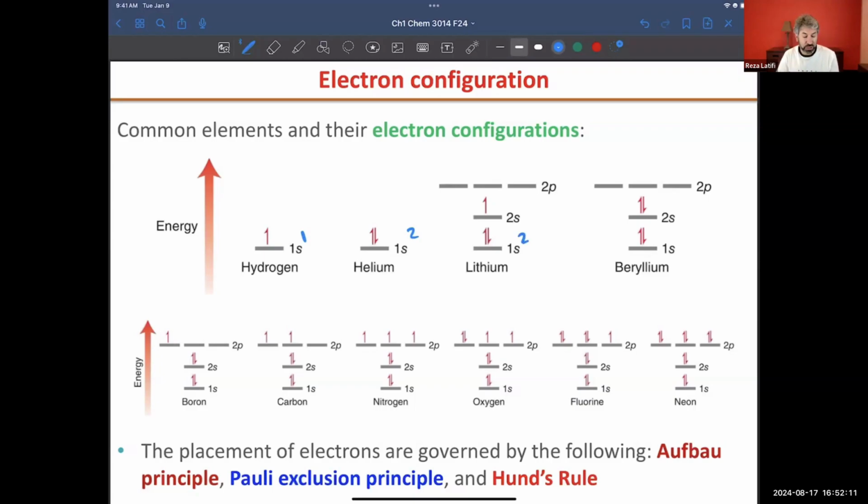Still, I have one more electron, and I'm going to put it inside the 2s orbital. You keep doing this until you accommodate all the electrons. Now, what will happen if you have 5 or more electrons? For example, boron has 5 electrons. So you go 1s2, 2s2, and now 2p1. The way we distribute the electrons inside the orbitals, we call electron configuration.